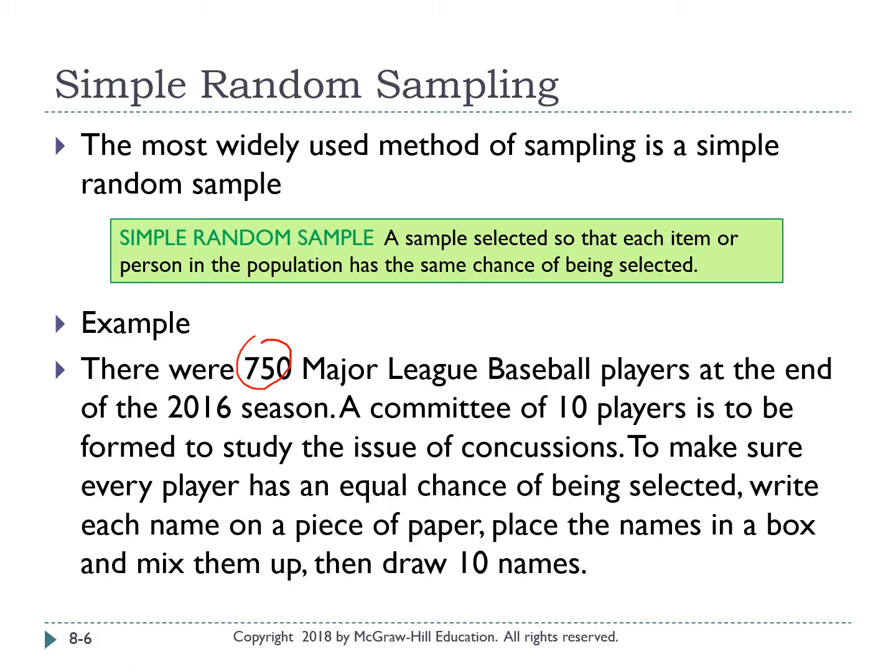To make sure that every player has an equal chance of being selected for the committee, you ask the players to write down their name on a piece of paper and place it in a box. You mix them up, and then from the box you select 10 names, and these names are selected randomly. So you call this the simple random sampling method.